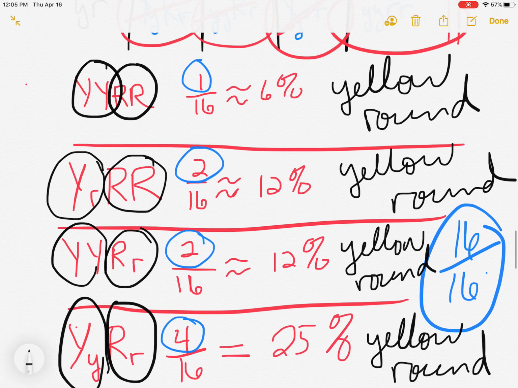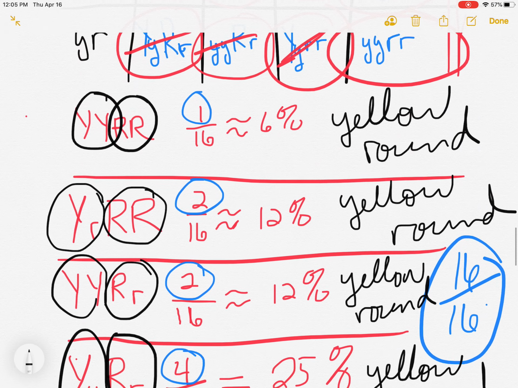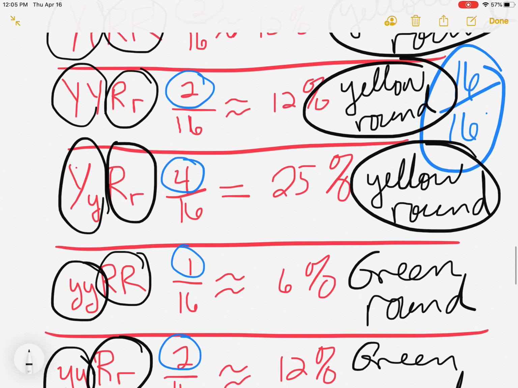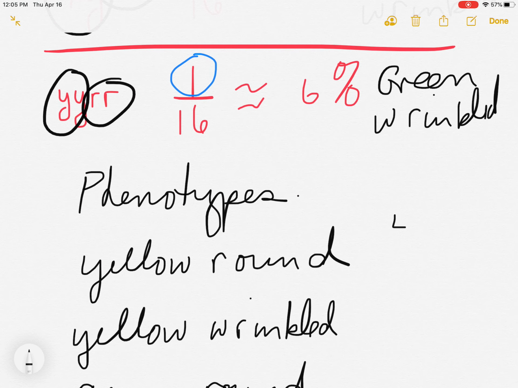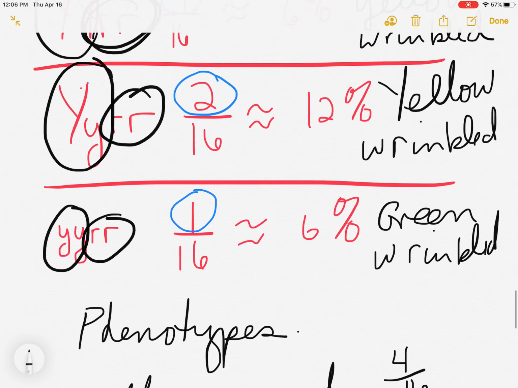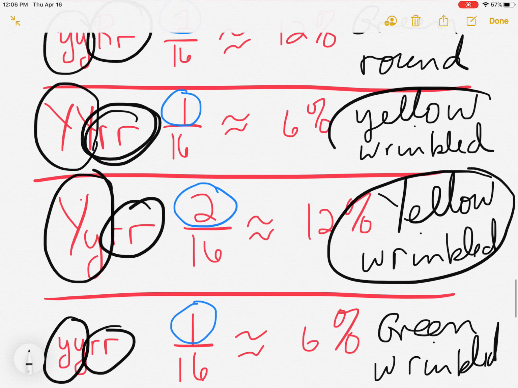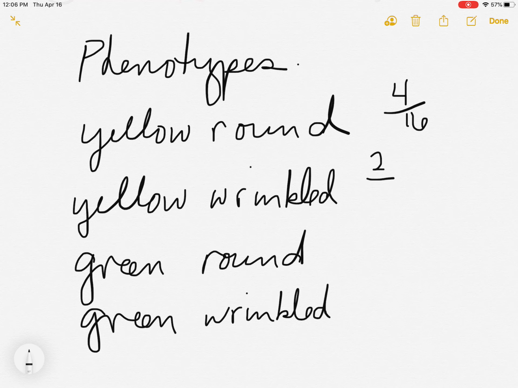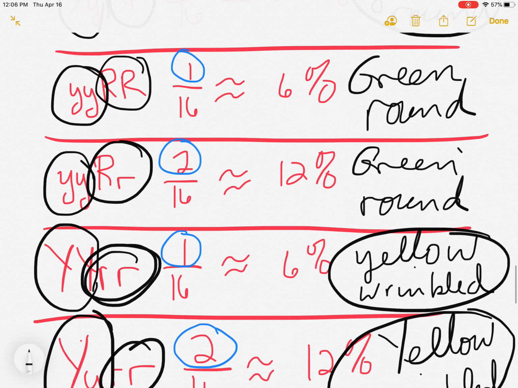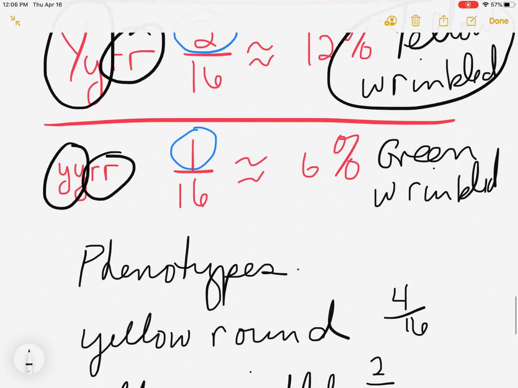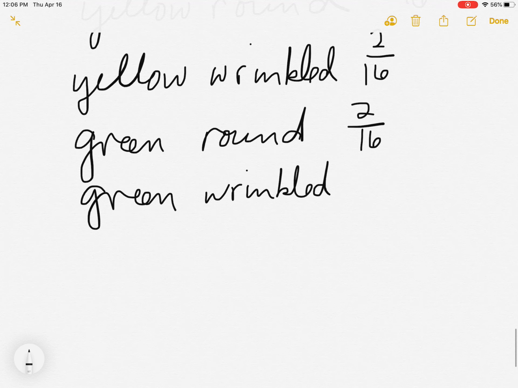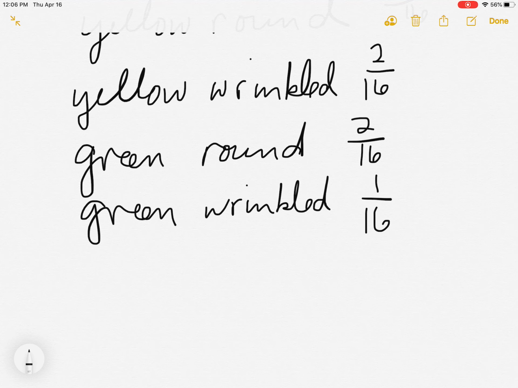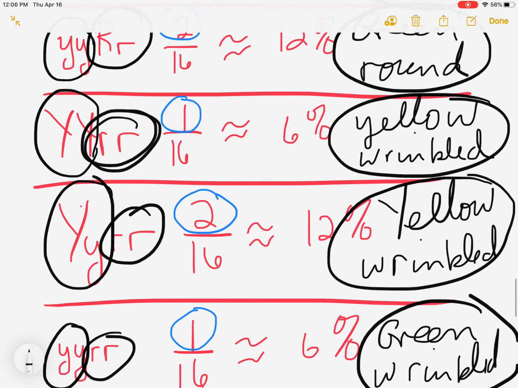So what you'll notice is, out of the 4 possible phenotypes, let's look at all these squares. There were 16 squares, right? So 1, 2, 3, 4 were yellow and round. So 4 out of 16 possibilities were yellow and round. Let's look for yellow and wrinkled. 1, 2, and that's it. So yellow and wrinkled is 2 out of 16. Let's look for green and round. 1, 2, and that's it. That's 2 out of 16. And the last one, there's only 1 possible combination for green and wrinkled phenotype, 1 in 16.